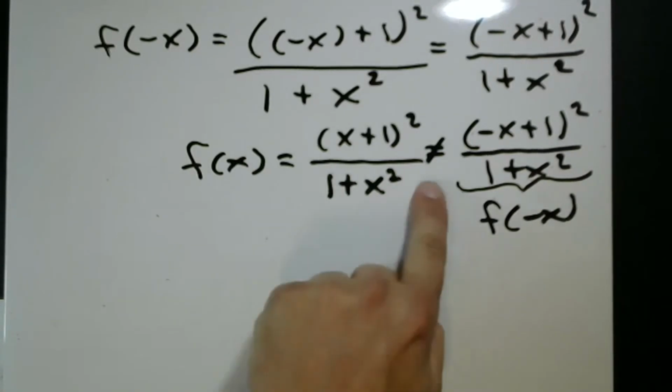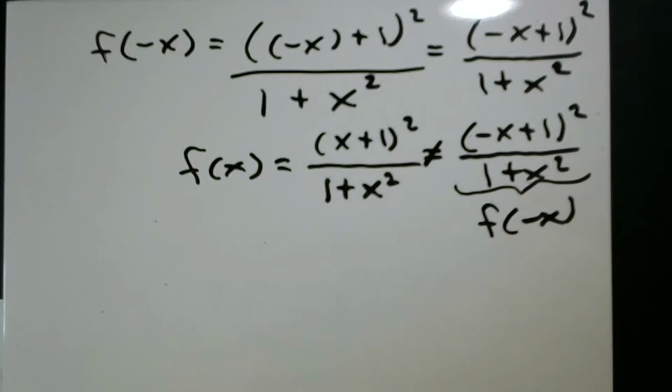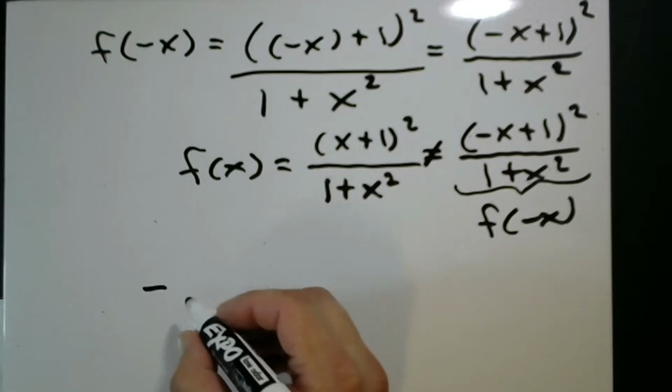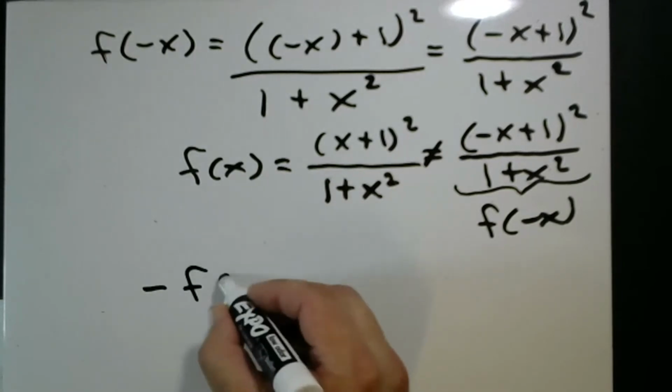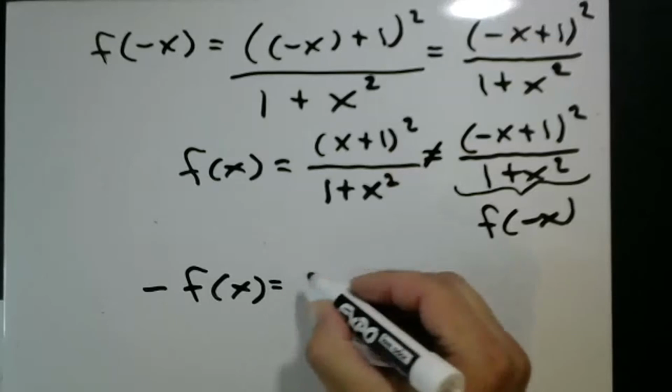So f of x does not equal f of negative x. So that means we don't have symmetry about the y-axis. Now, the other possible outcome is we could get negative f of x. We put in negative x and we get this. That means they're symmetric about the origin.